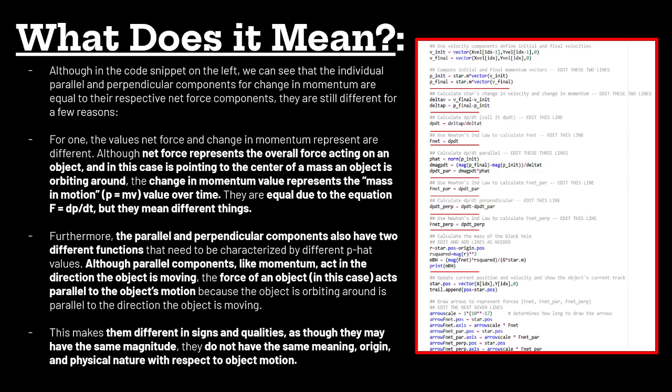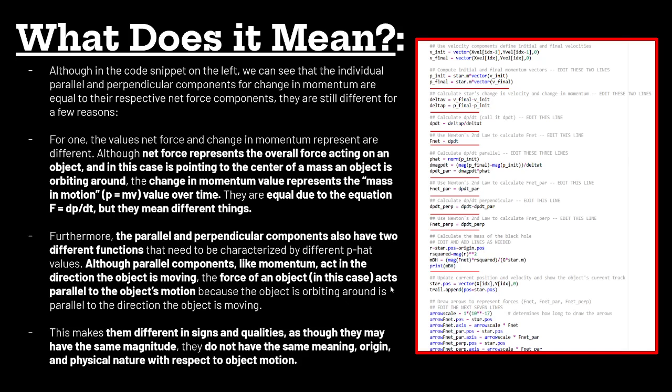Now, what does it mean? Although in the code we can see on the right that the individual parallel and perpendicular components for change in momentum are equal to the respective net force components, as you can see right here, they are still different primarily because of what they mean. Net force represents the overall force acting on an object, in this case pointing towards the center of mass the object is orbiting around, like the star or the planet, the black hole or the planet, while the change in momentum value represents the mass in motion value over time. Although they are equal in value due to the equation right here, they mean different things.